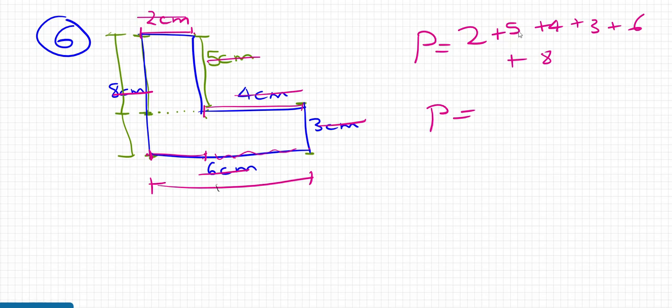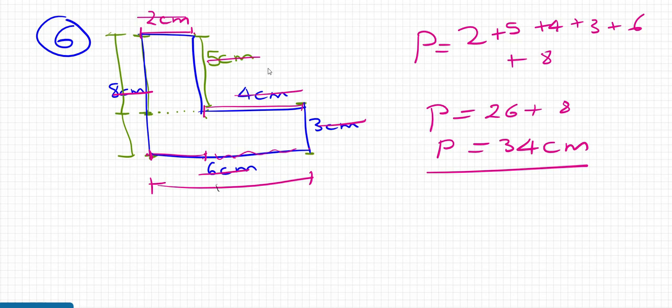Okay, so 2 plus 5 is 10. 10 plus 4 is 14. 14 plus 3 is 17. 17 plus 6 is 26. And then 26 plus 8. So I've got 26 now plus 8. So my perimeter is equal to 34. And don't forget to write our units, 34 centimeters. So hopefully that made a bit of sense, how to work out these unknown side lengths.